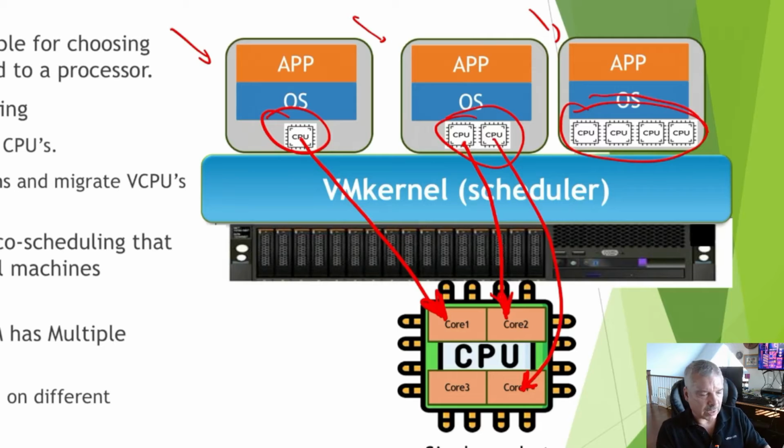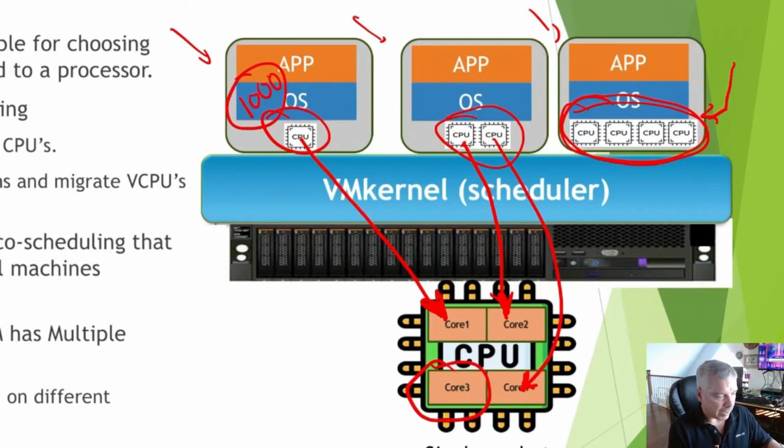Now what about this guy over here? Well, it basically has to find 4 available processors to schedule it across. It only has 1, so it can't really do that. So this is a situation where, let's say all of these machines need access to the processor, you can run into problems. Now, I talked about shares, and for each virtual CPU, you get 1,000 shares.